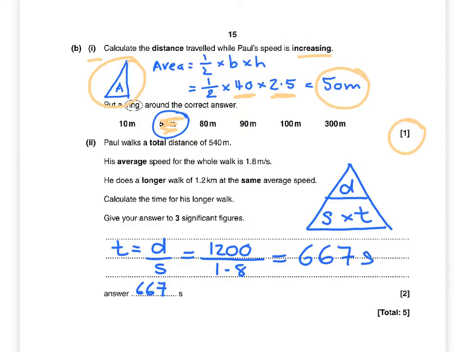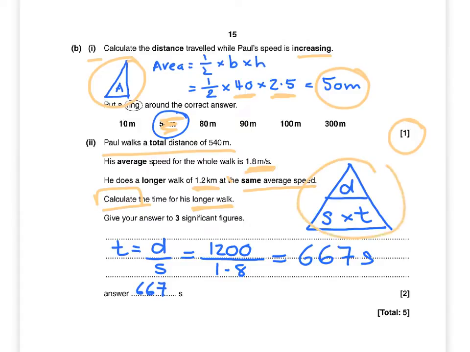Okay, part 2 I think is straightforward, but they do like to throw extra numbers at you to try and throw you off the scent a little bit. It says here Paul walks a total distance of 540 meters around the field. Now that's actually an irrelevant piece of information, because it then goes on to say his average speed for the whole walk is 1.8 meters per second. He does a longer walk of 1.2 kilometers at the same average speed. So this is the data that we want to use. Calculate the time for his longer walk. Give your answer to 3 significant figures.